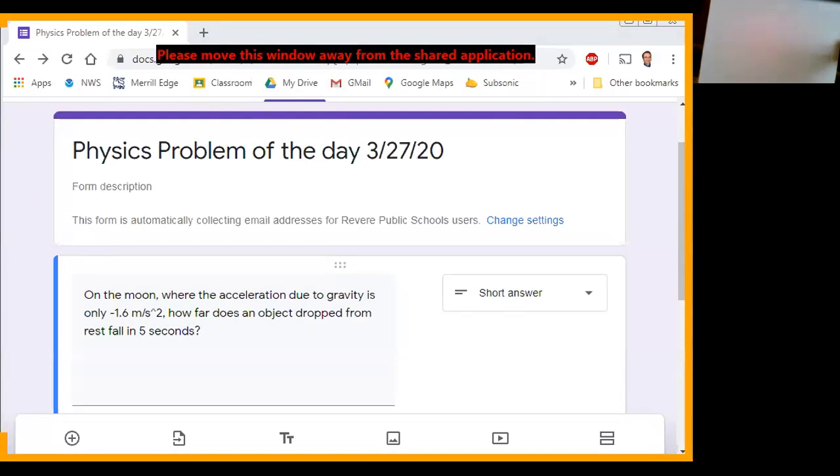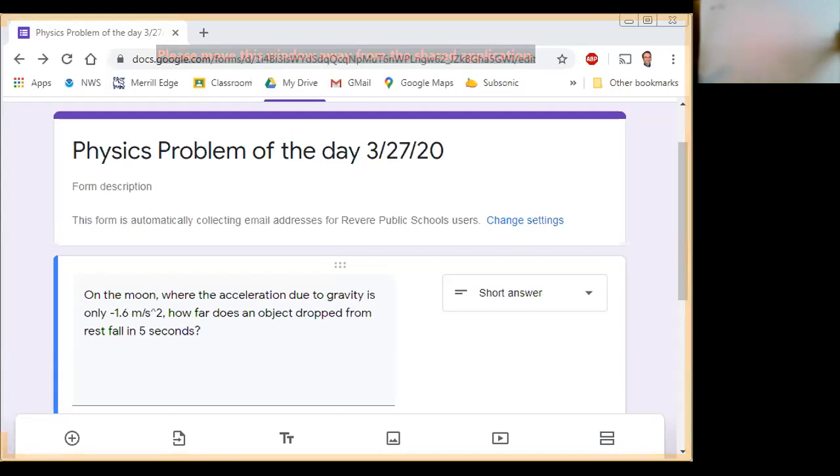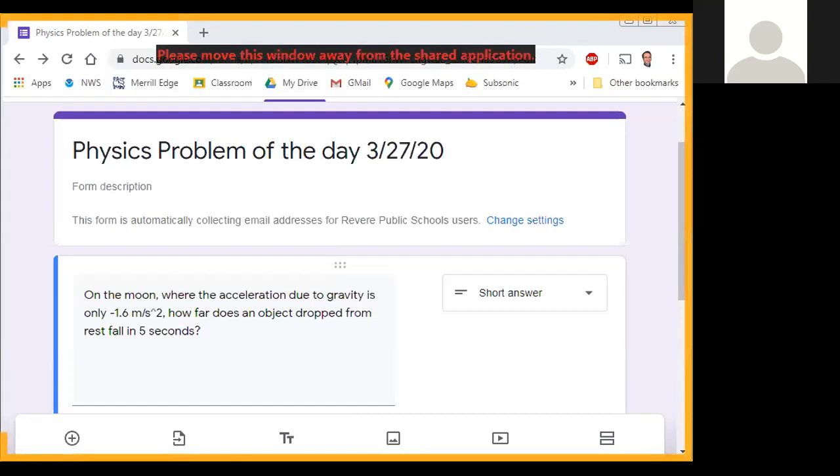So we've got a time of 5 seconds. There's a negative 1.6 for the acceleration. We know the acceleration is negative 1.6. Okay, what else? One more. We got the initial velocity. Yeah, we know the initial velocity, right? We know the VYI because it's starting from rest. That's great.